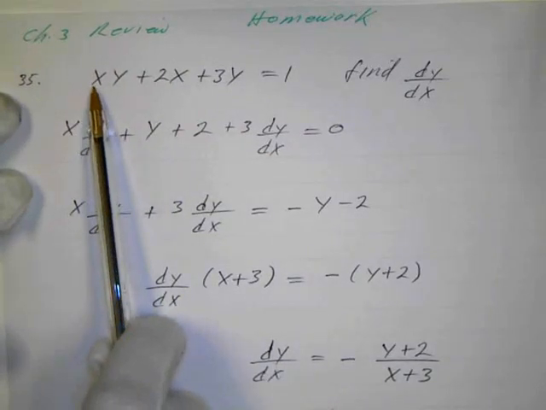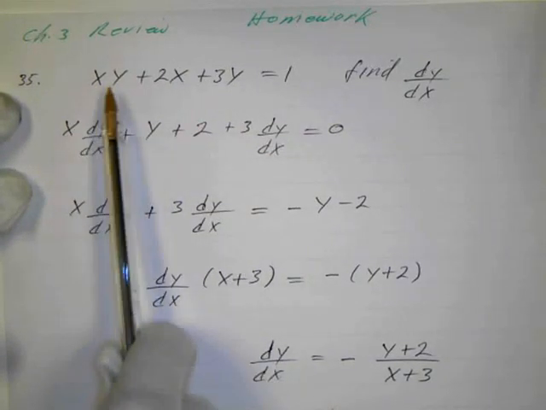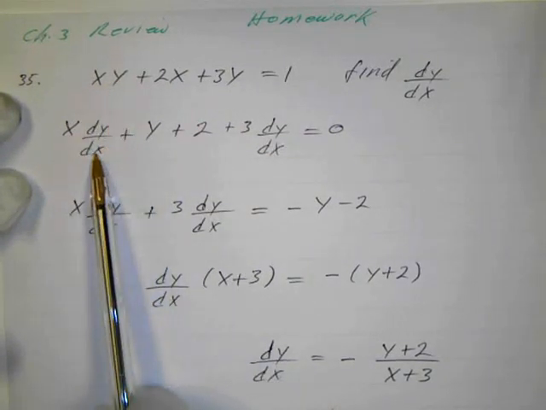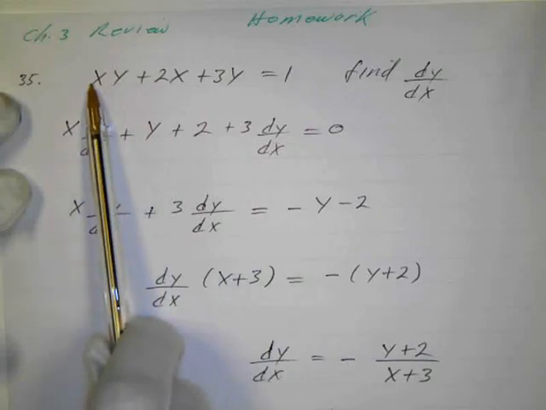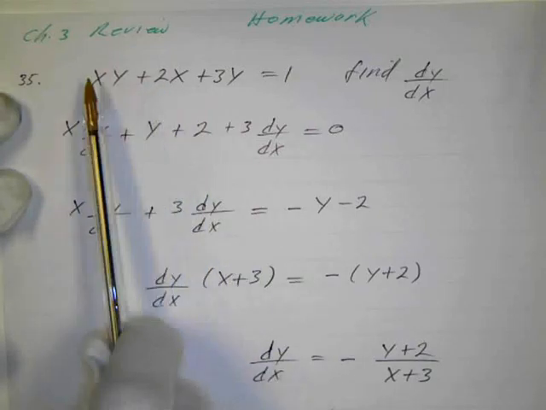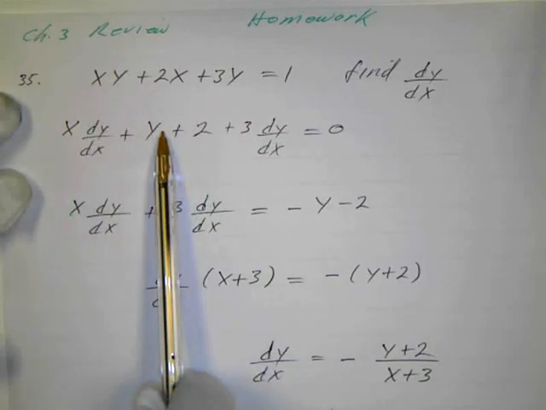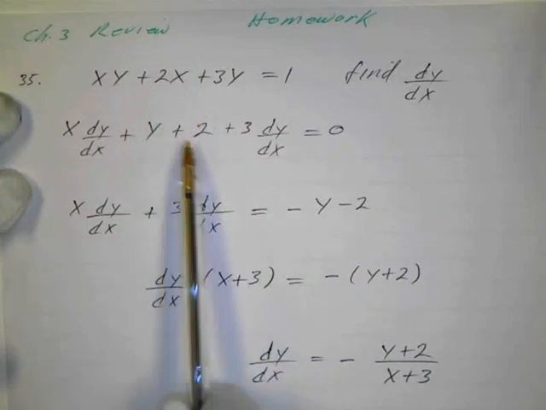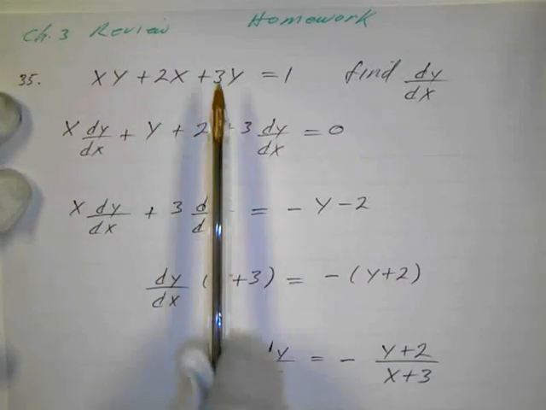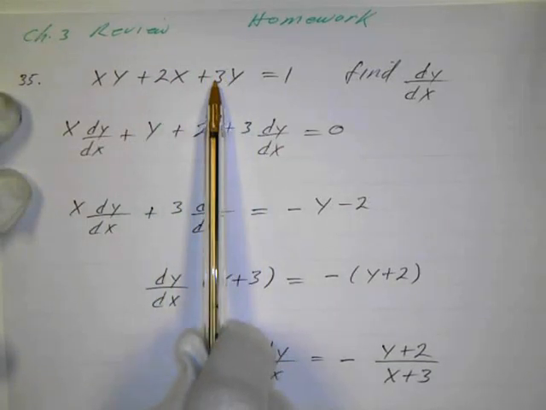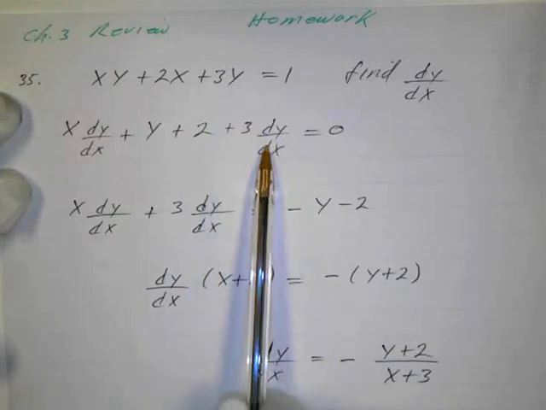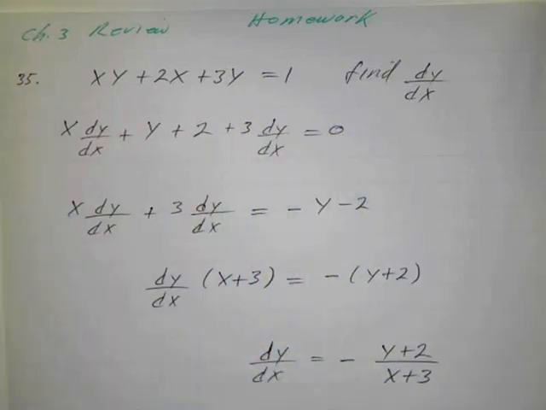So again, the first is x times the derivative of the second, which is 1 dy/dx, plus the second, which is y, times the derivative of the first, which is dx/dx, that's just 1. And we have the derivative of this, which is just 2 dx/dx, or 2 times 1, and the derivative of this, which is 3 dy/dx. Okay, and the derivative of 1 is 0.